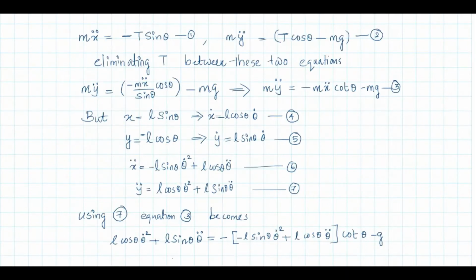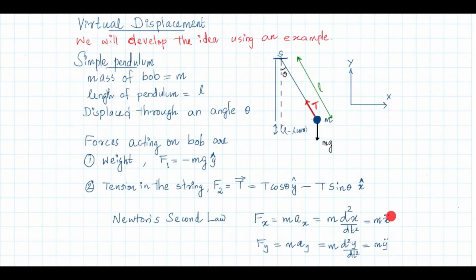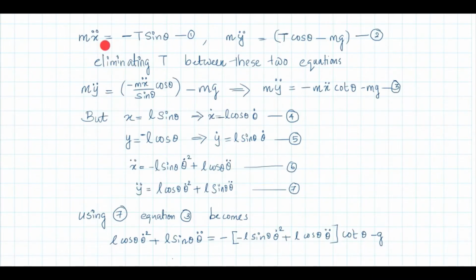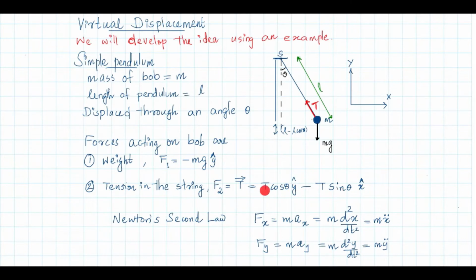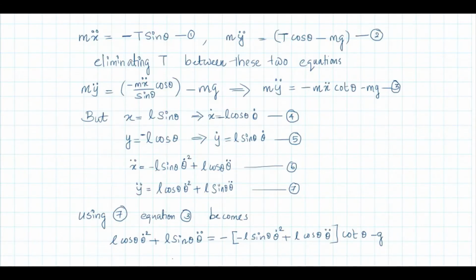Now, you can equate. This is the force along the x direction, and the given forces are weight and tension. In this, the force along the x direction is only minus T sine theta. I can write m x double dot is equal to minus T sine theta. What are the forces acting along the y direction? There are two forces: T cos theta y cap and minus mg y cap. So I can write it as T cos theta minus mg, and that is equal to m y double dot. These two are Newton's equations of motion for this problem.